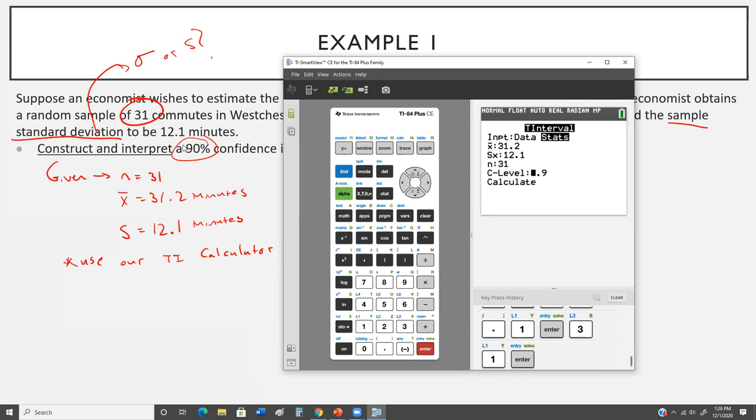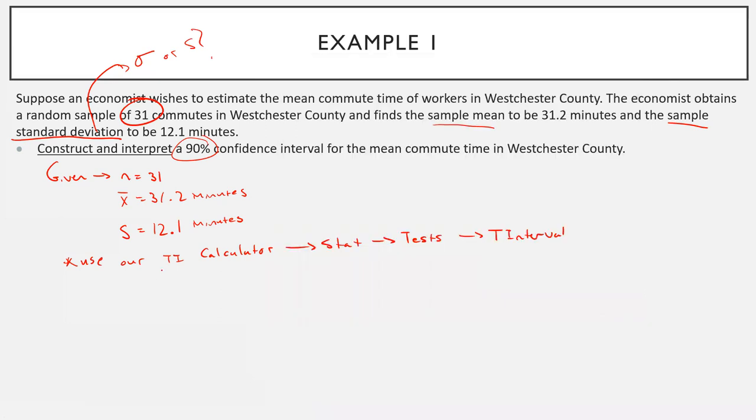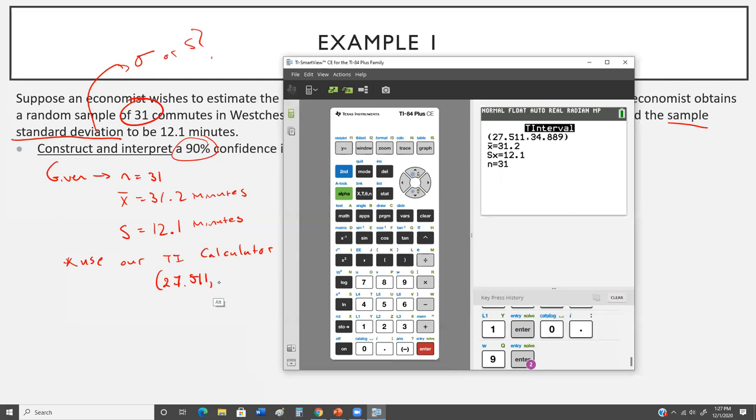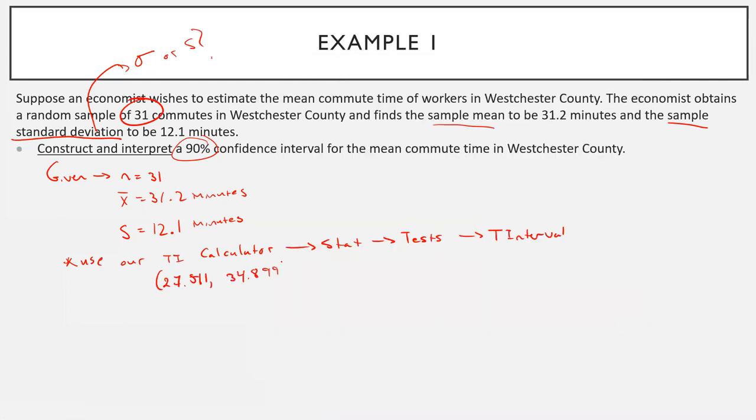For my confidence level, I asked for a 90, so I'm gonna leave this as 0.9. Then I'm just gonna go to calculate. How many people see this on their calculator? And that's the answer right there, okay? It's 27.511 to 34.899. So boom, we've constructed it. Our calculator did it for us super quickly. All right, piece of cake.